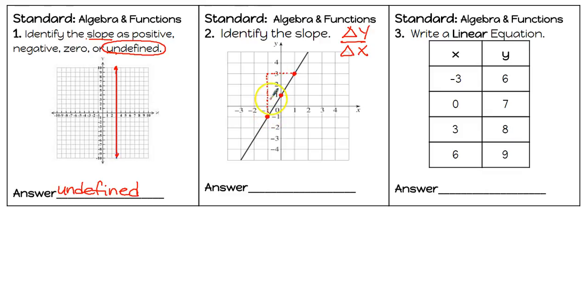So how far did it actually rise? It rose 1, 2, 3, 4 units. And it went over or ran to the right 1, 2 units, positive 2. So our slope would equal 4 over 2. If we reduce that, that would actually give us 2 over 1.